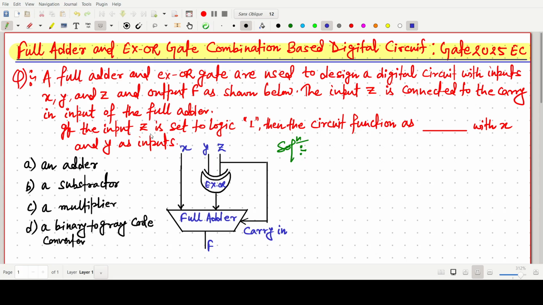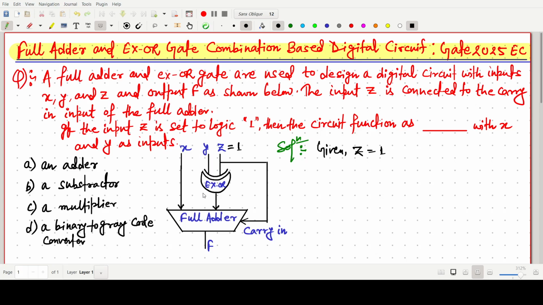If the input Z is set to logic 1, it is already given that we have to consider Z equal to 1. Then the circuit functions as a blank, with X and Y as inputs. The options are an adder circuit, a subtractor, a multiplier, and a binary to gray code converter. Any one of the four will be the answer, so we have to identify it.